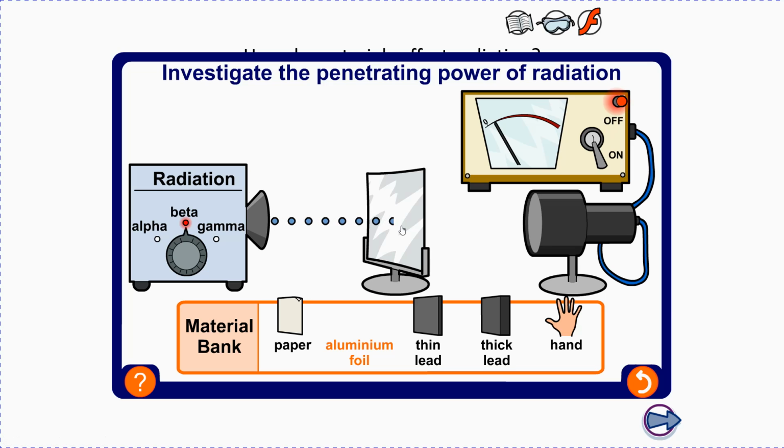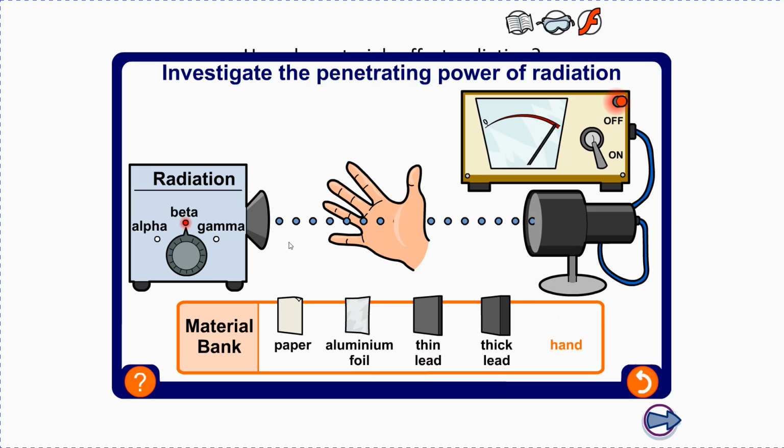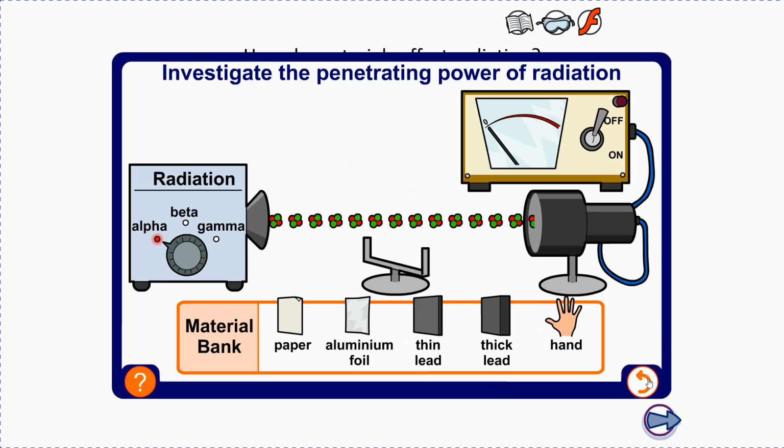So you always work from the thinnest material that they'll go through to the thickest. If they won't go through aluminium, they definitely won't go through thin lead. They won't go through thick lead. Your hand is normally counted like paper, so the beta radiation would go straight through your hand. So we often refer to paper and your hand as a similar thickness. I know they're not, but that's what we refer to them as.